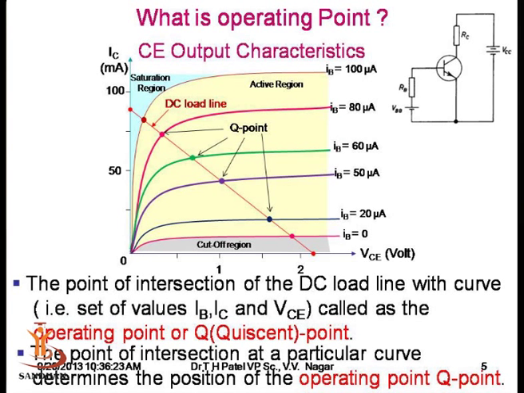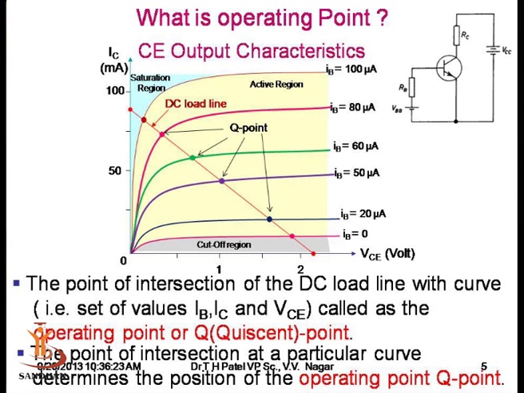So it is the set of three values, namely a base current, that is the input current, collector current, that is the output current, and the collector to emitter voltage, that is VCE. The set of all these three values determines the operating point. As we can see in the characteristics, we have many operating points.